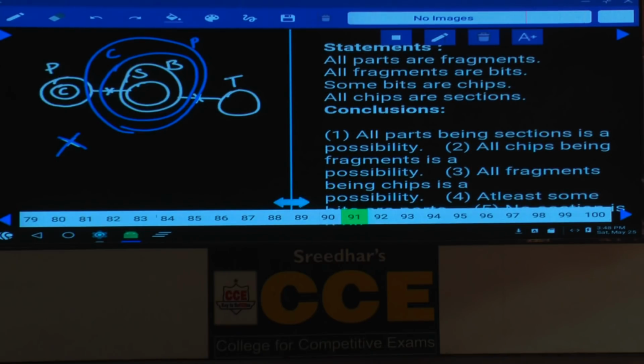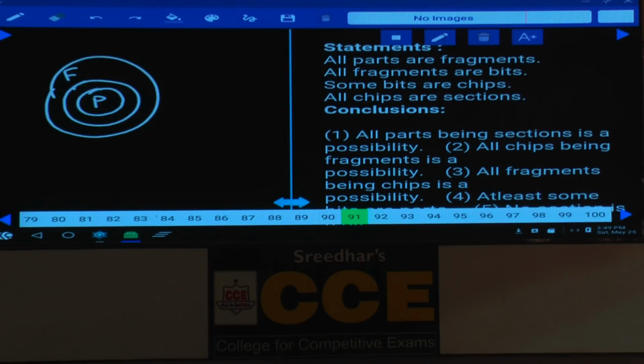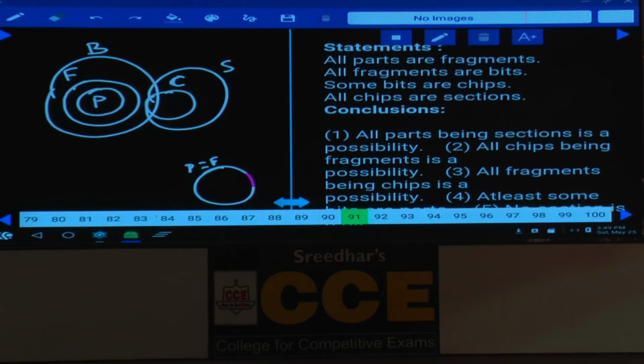Then 91. Now question number 91, all parts are fragments. All fragments are bits, and some bits are chips, and all chips are sections. Then first one, all parts are sections is a possibility. Is it possible or not? All the statements are affirmative, so there is no need to check. P equals F equals B equals C equals S. Can we draw it or not? Hence it is possible.